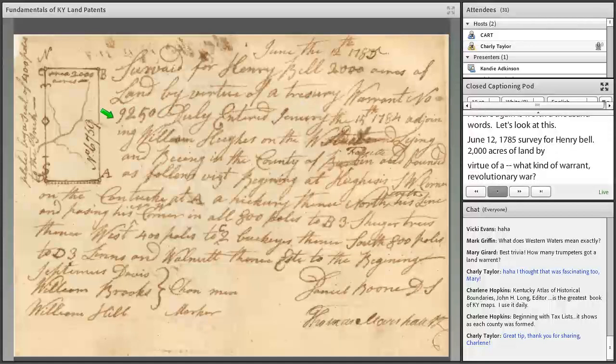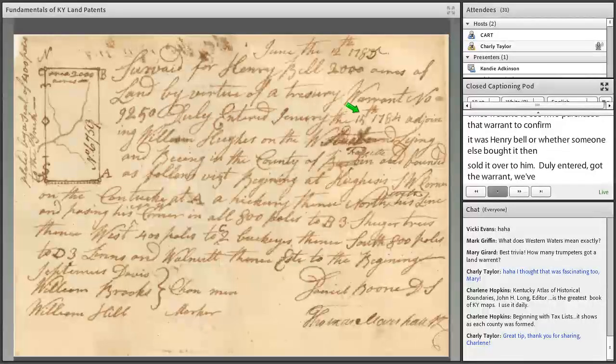Number 9250. I can use the Treasury Warrants database on the Kentucky Secretary of State's Land Office website to see who purchased that warrant to confirm it was Henry Bell or whether someone else bought it and then sold it over to him. Duly entered. Got the warrant. We've got the entry. It was filed January 15, 1784.